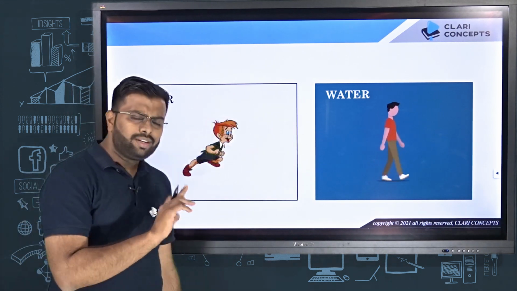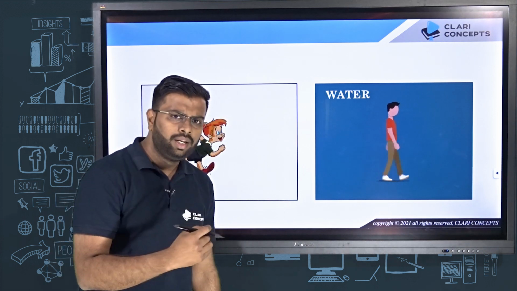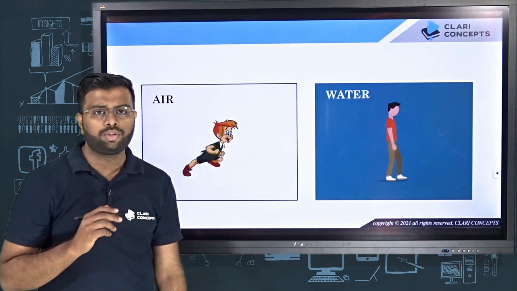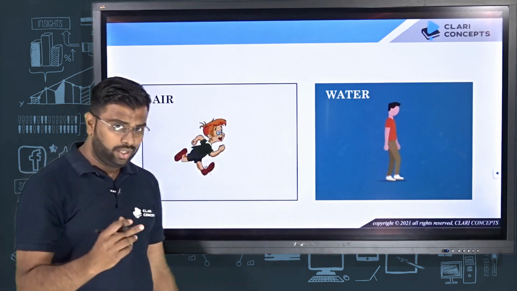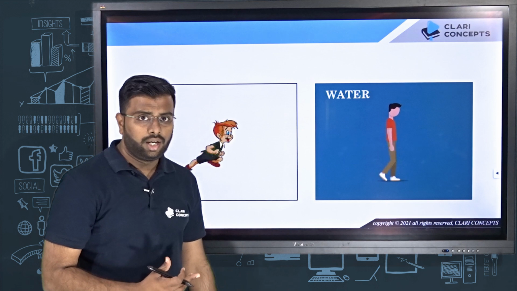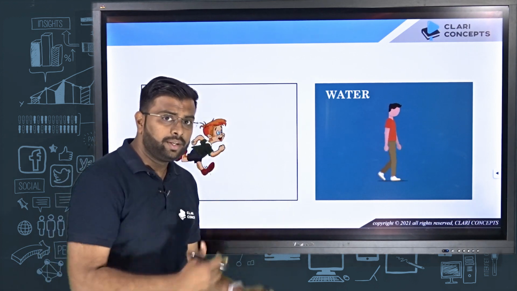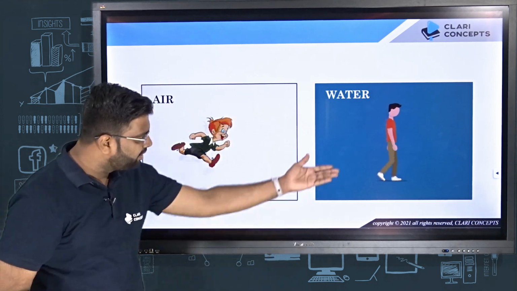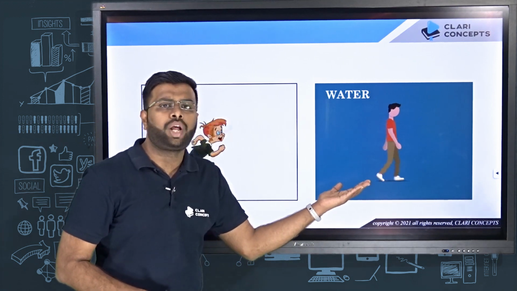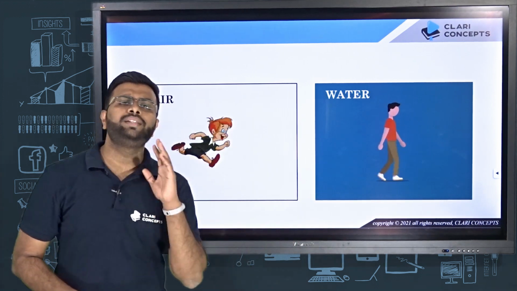Now can you imagine the difference of efforts that you need to apply when you run in water in comparison to when you run in atmospheric air or on the road? What do you feel? In which of the two cases will you need to put more effort on running at the same speed? Obviously you will say, sir, in case of water, when I'm running in the pool of water, I need more and more efforts, right? Now the question is, why is that?